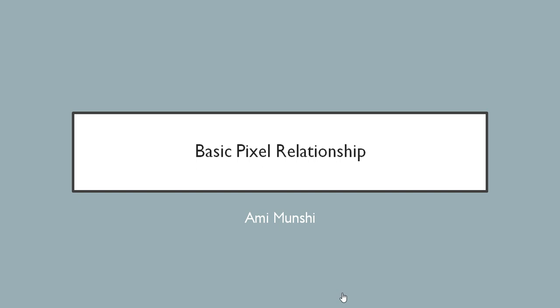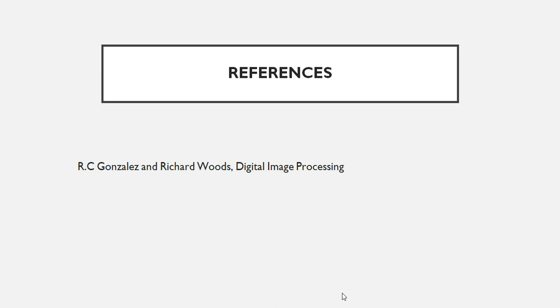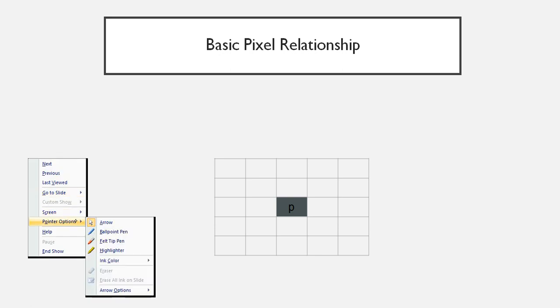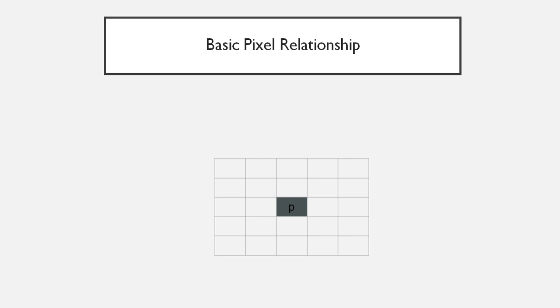And welcome to this next video in which we will talk about basic pixel relationships. So this is the book that we are referring to. Let me just enable my pen here. Okay. So here we have our pixel P at coordinates f of x comma y. Here x is the row and y is the column.